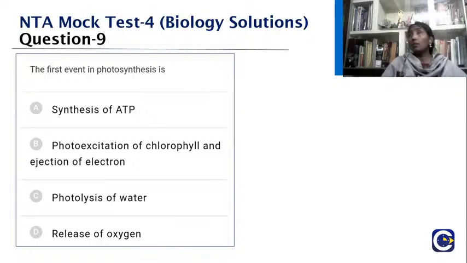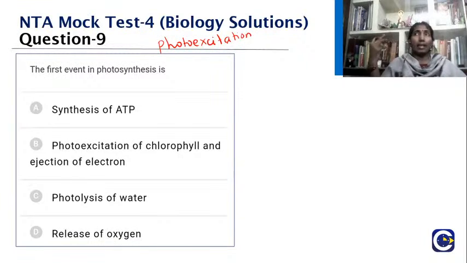So we'll see the first event in photosynthesis. The first event in photosynthesis is: synthesis of ATP, photoexcitation of chlorophyll and ejection of electron, photolysis of water, or release of oxygen. So when I say the first step in photosynthesis, what should immediately strike your mind? Immediately it is the photoexcitation. That is the pilot event that is taking place in the photosynthetic process.